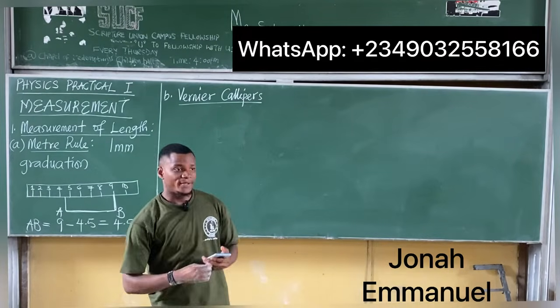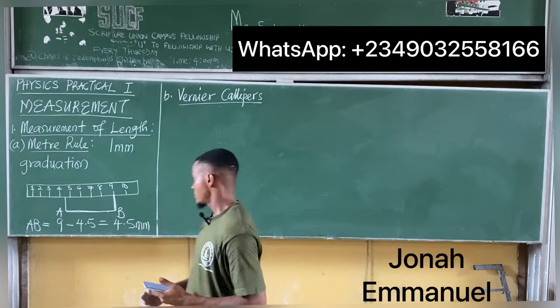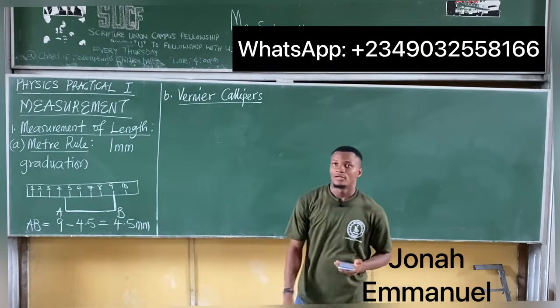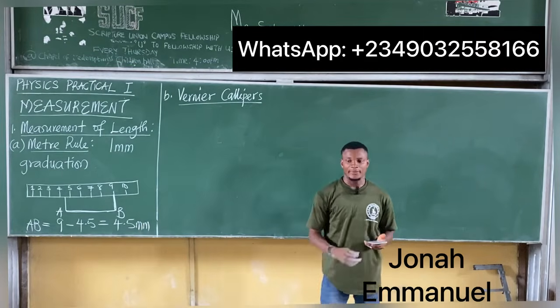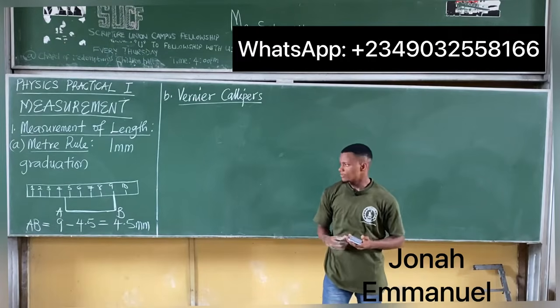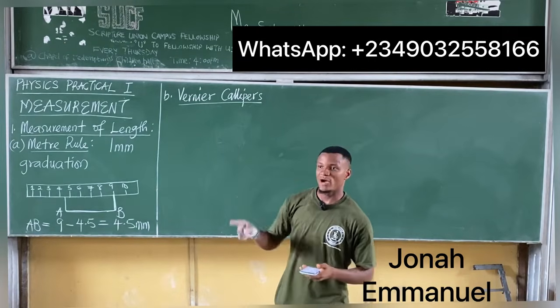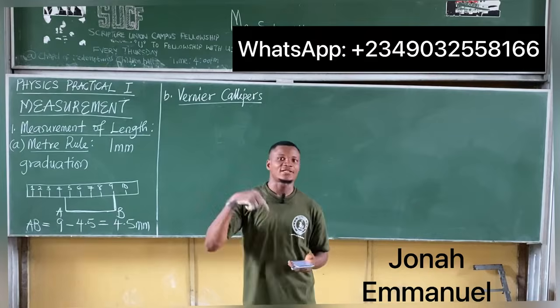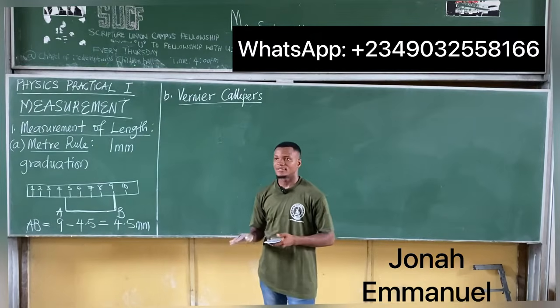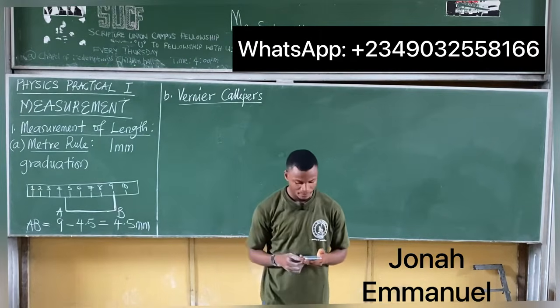All right, let's look at the next one there, please. Vernier caliper. So please catch this. Meter rule is simple. Just the last one where it coincides minus the first one where it coincides. That's literally everything there.